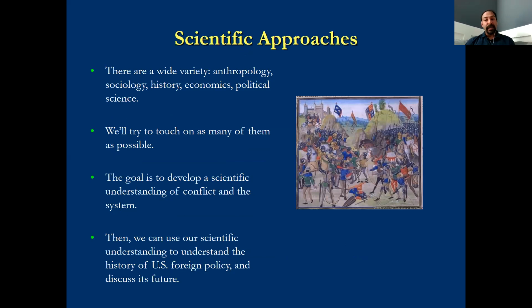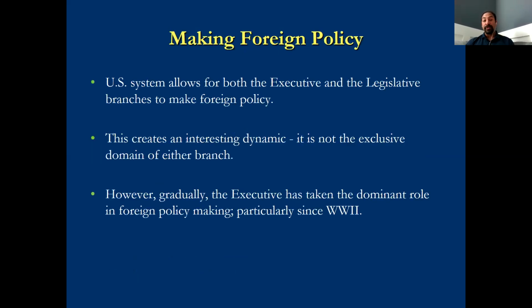So there are a wide variety of approaches we can use to try to study these conflicts scientifically. We draw on anthropology, sociology, history, economics, political science, etc. So we'll try to touch on as many of these as possible, right? And the goal of this is to try to develop a scientific understanding of how conflict works in the international system. We then want to apply this to our understanding of U.S. foreign policy and several of the crises that the U.S. faces in foreign policy, and discuss the future.